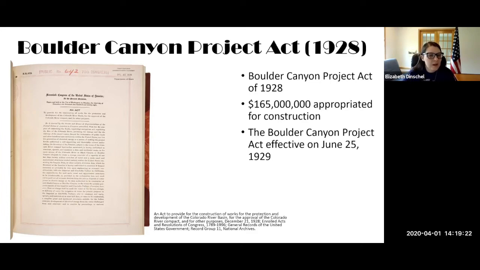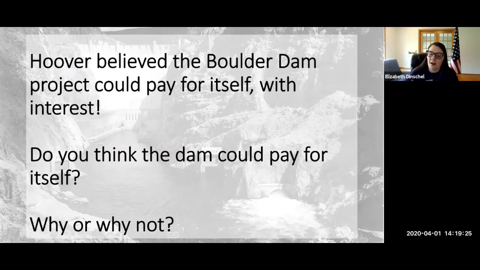So I want us to take a pause here. We're going to think about a question for a minute. I've put it up. Hoover believed that the Boulder Dam project could pay for itself with interest. What interest means is we paid $165 million. That was appropriated by Congress, right? He thought that the project could earn an additional like 2% in interest just by existing, by building it. Do you think that the dam could pay for itself? Why or why not? You can write it in the chat box here.